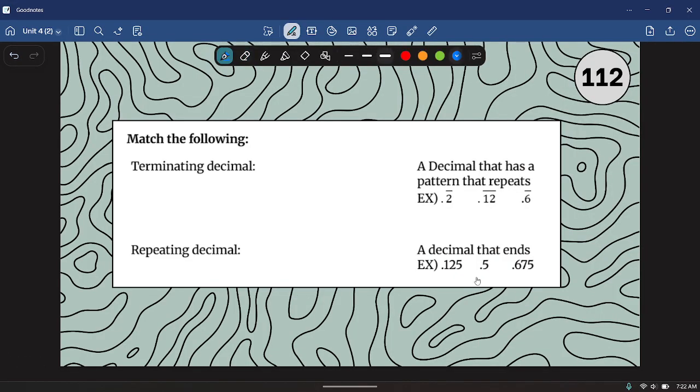All right, now we have to match the definition to the word. So we have terminating decimals and repeating decimals. You've been working with both of these already this year, and you'll work with them more. Try to figure out which definition makes the most sense to go with which word.